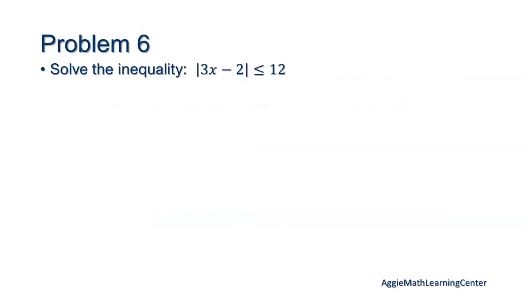Is there anything we need to do to isolate the value here? Nope. Okay. So when we're splitting this up into those two cases, what's it going to look like? 3x minus 2 is less than or equal to 12, and 3x minus 2 is greater than or equal to negative 12. Beautiful. Okay, so we have a positive 12 and a negative 12.